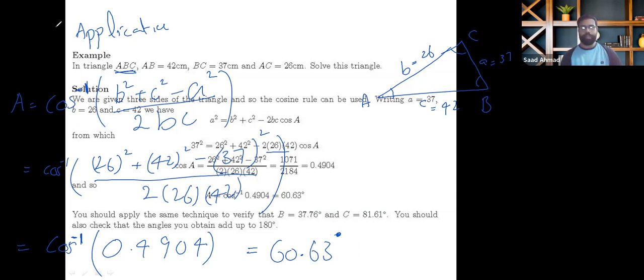If any of you have calculators with you, can you check it? Can you try to do it with your calculator and see if you get the same answer? Try the cos inverse function.